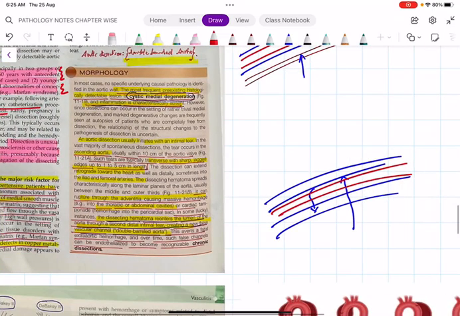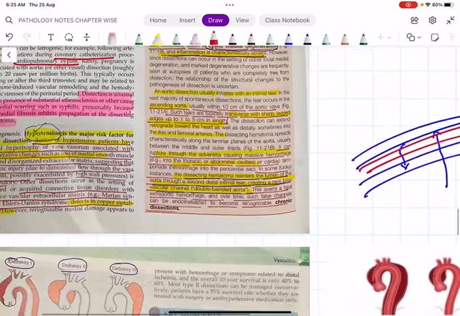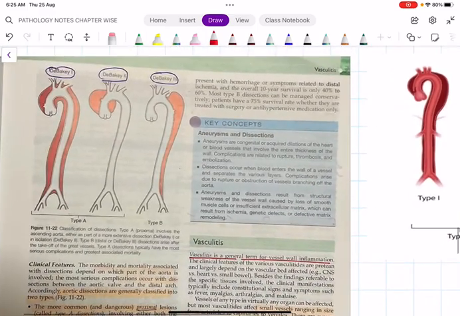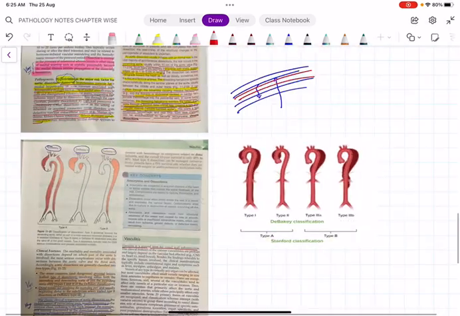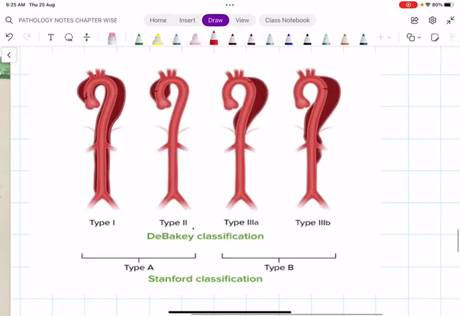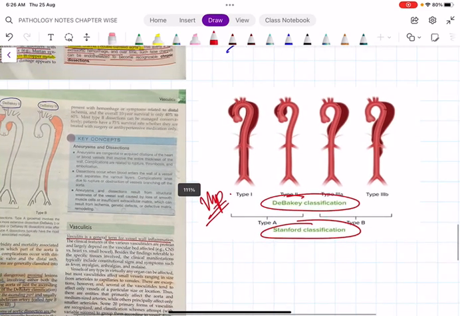Fine. Another most important point that you have to remember here is the classification. We follow 2 types of classification. One is called the DeBakey classification, another one is called the Stanford classification. Very, very important. It is the most frequently asked question in your PG entrance exam. What is this DeBakey classification?